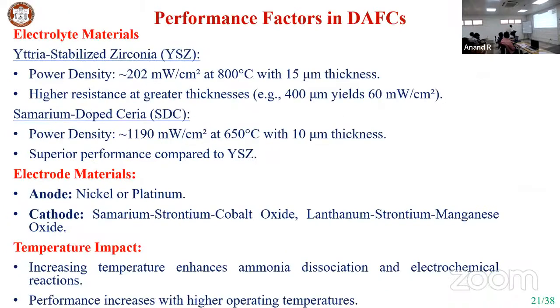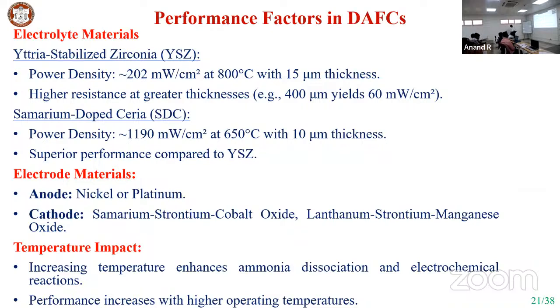Electronic material or direct ammonia fuel cell. A high temperature reaction happens to break the ammonia. Normally the temperature is more than 600 degrees centigrade. At 800 degrees, we can produce a power of about 202 milliwatt per centimeter square with 15 micrometer electrolyte thickness.